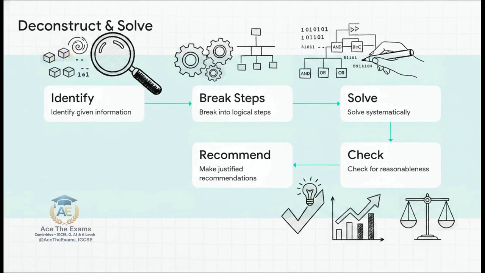Step 1, identify given information. Do a quick 60-second visual scan of the prompt. Extract the core trend. Highlight the registers. Note those initial binary states. Step 2, break the problem into logical steps. Ask yourself, which specific bit are we testing? Which one are we setting? Step 3, solve systematically. Actually apply your bitwise AND to test, or your bitwise OR to set. Step 4, check for reasonableness. This is huge. Did setting bit 4 accidentally overwrite and alter bit 5? Step 5, make justified recommendations based on the final outcome. If you rigorously follow this exact flow, your answer practically creates itself.